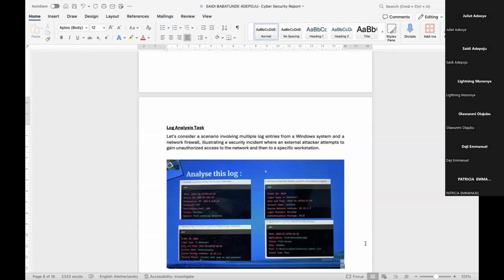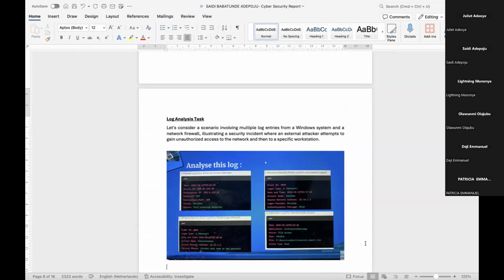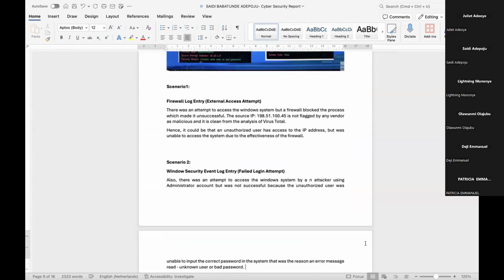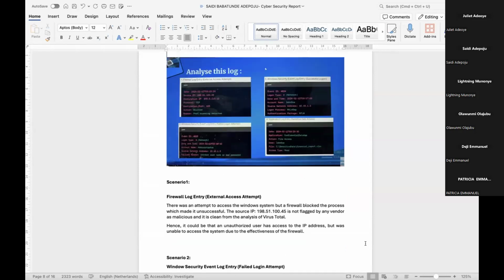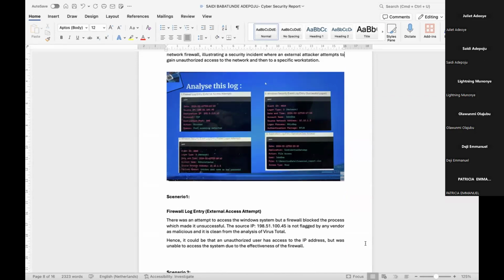Then Sprint 2, we did log analysis, whereby we were given a simulation on how to analyze the various screenshots, like what happened, how to go in there to know the cause of what happened as regards the log, how to know if the attackers were able to get into the system or not, and how to prevent such scenarios in the future. Scenario 1, the first screenshot, was a firewall log of an external access attempt. In the report I wrote, there was an attempt to access the Windows system, but it failed. It was blocked by the vendor's firewall.